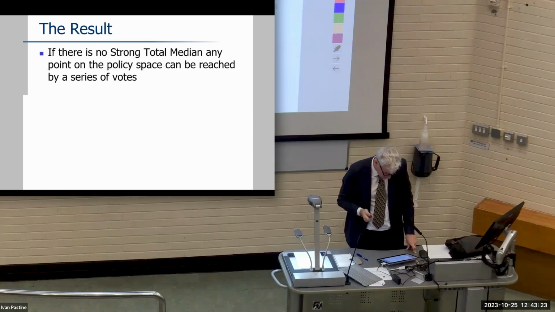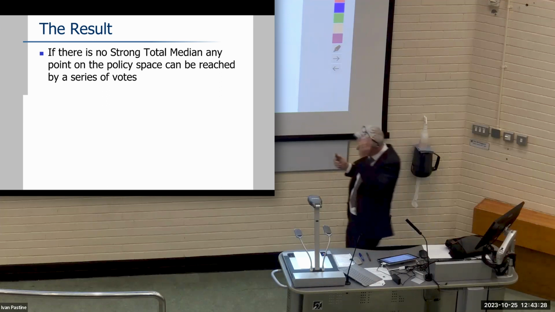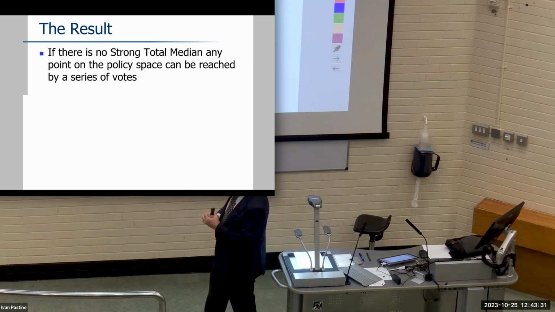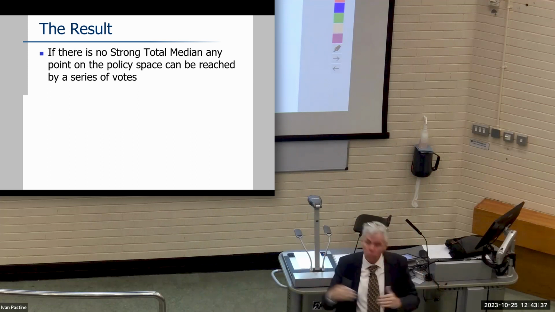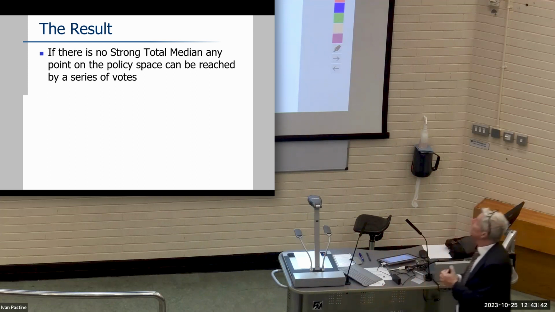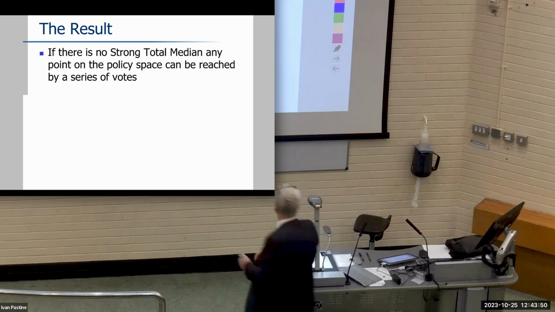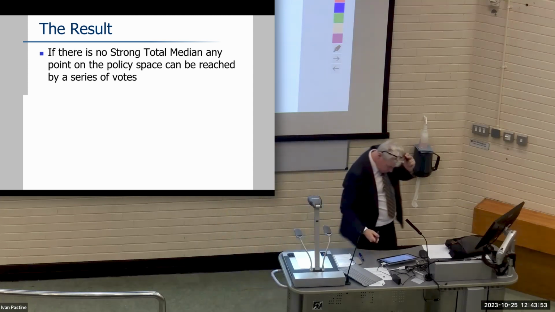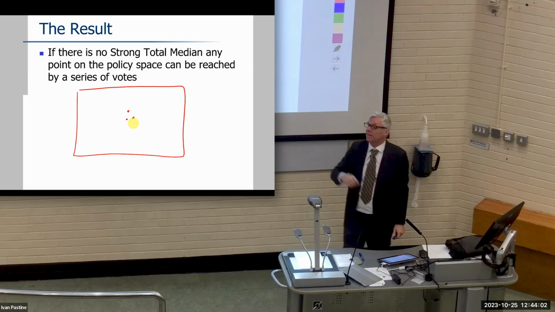Okay, this is him. So here is his result in English, not in math: if there is no strong total median, so no unique point where the only way you can draw these median hyperplanes is through that point, then any point in the policy space can be reached by a series of votes. So if we go back to our original argument, here's our policy space, and let's put a few guys in here. We know that this doesn't even have a total median at all.